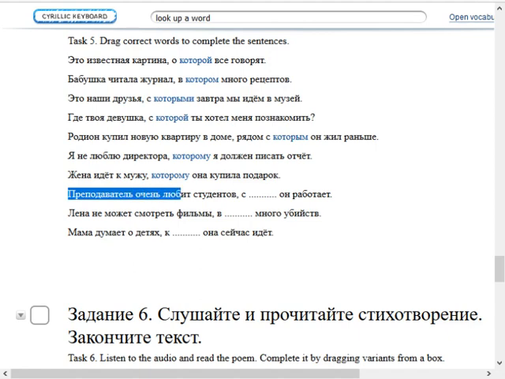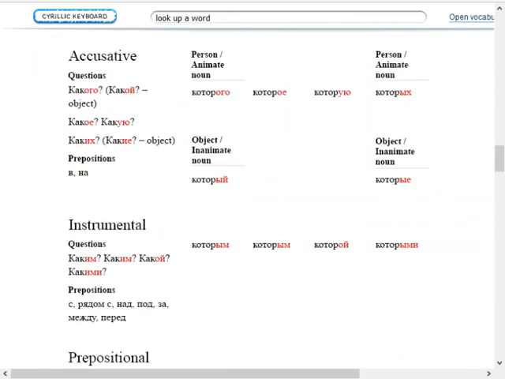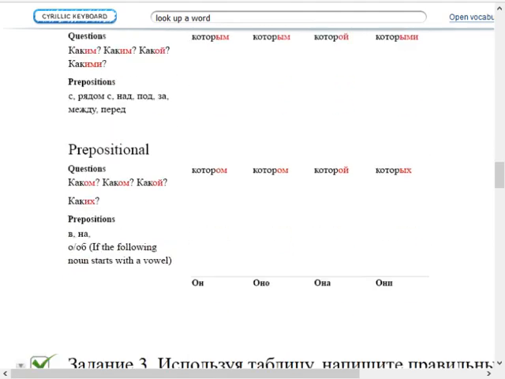Преподаватель очень любит студентов. So the teacher very much likes students, with which he works. Okay, so I believe this is plural and s is instrumental. So instrumental plural is которыми.